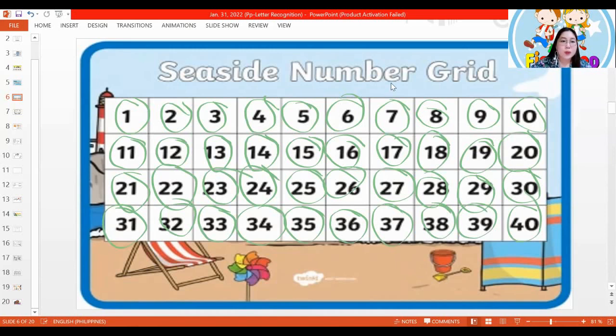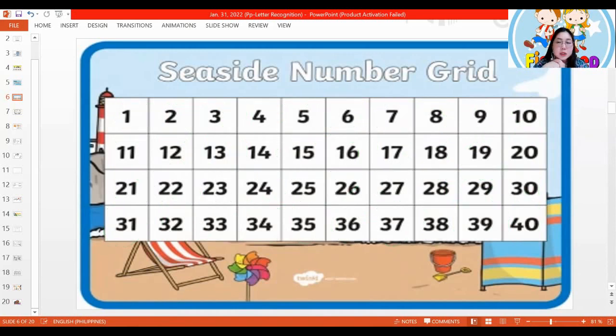Okay, now that we're already done counting up to the number 40, can you tell me what letter we're going to learn this week? We are already done with the letter O. We learned about the letter O, the sound O, and the words that begin with the letter O for last week's lesson. So this week's lesson, it's going to be the letter.